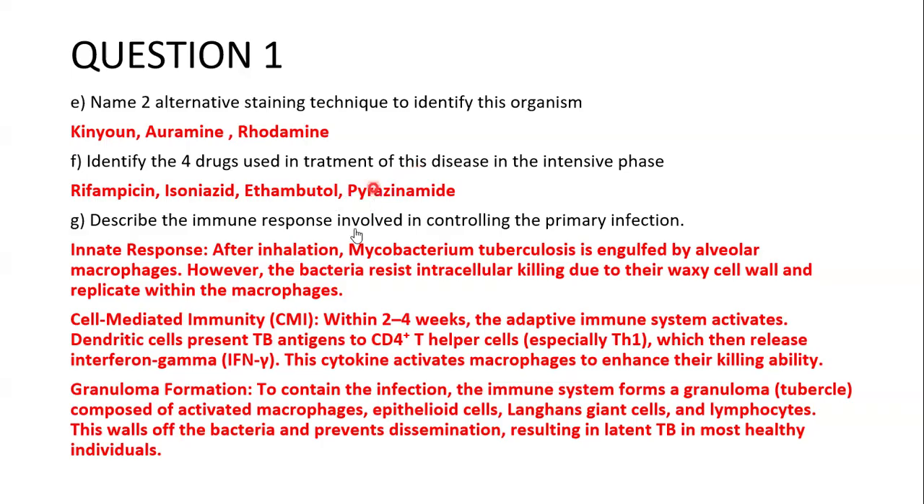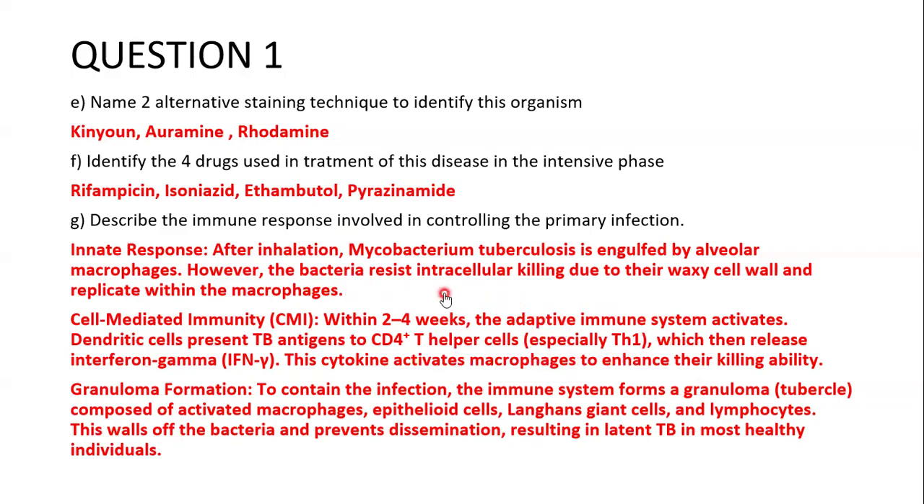Then we have the cell-mediated immunity. Cell-mediated immunity deals with T helper cells, and this occurs within 2 to 4 weeks. Dendritic cells, which are antigen-presenting cells, present TB antigens to CD4 T helper cells. Then you're going to release interferon gamma, and these are the cytokines.